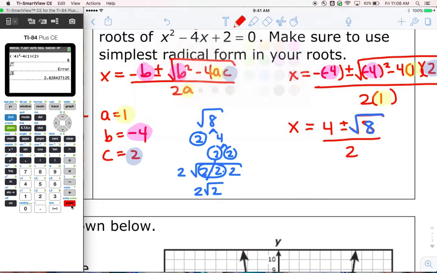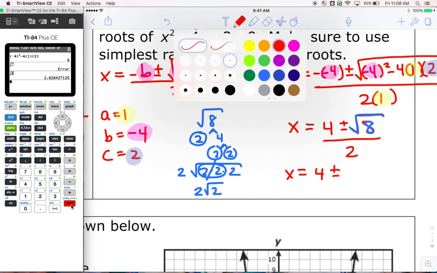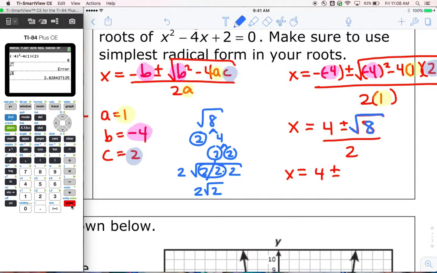So over here, I've got x equals 4 plus or minus, and then instead of having the square root of 8, we cleaned it up. And we're writing 2 square root of 2, and this is all divided by 2. Now, we have one more step to do in this case because everything can be divided by this 2. All right, so what is 4 divided by 2? All right, well, that's just 2 plus or minus.